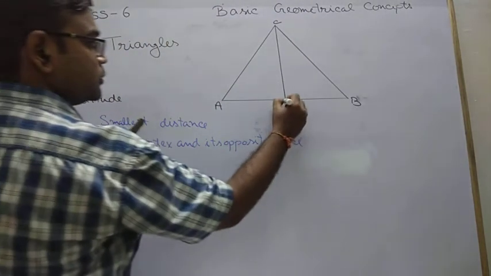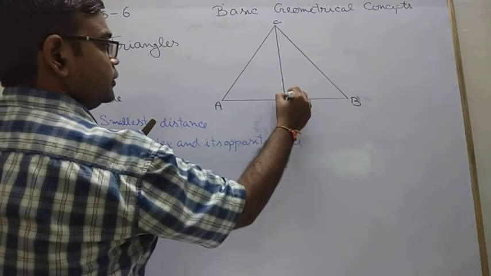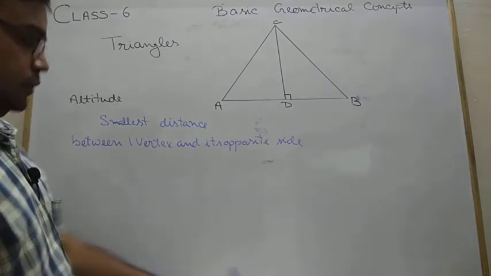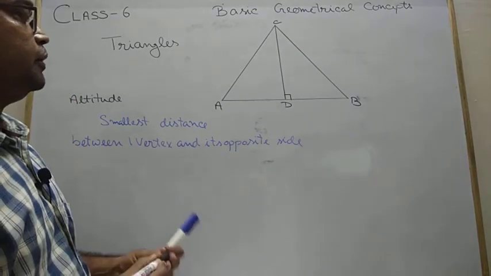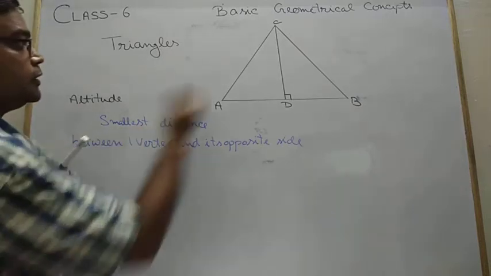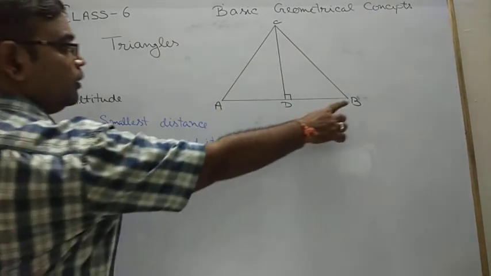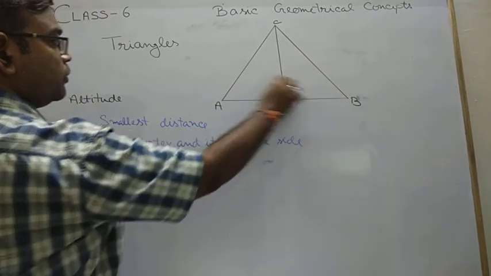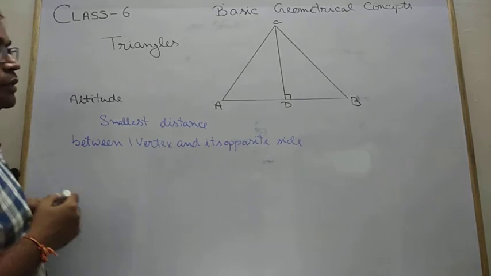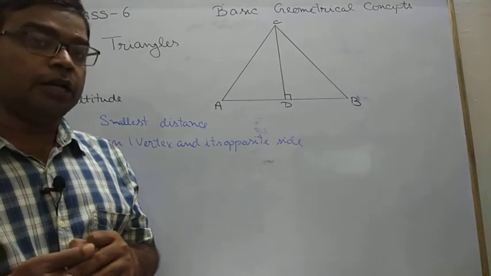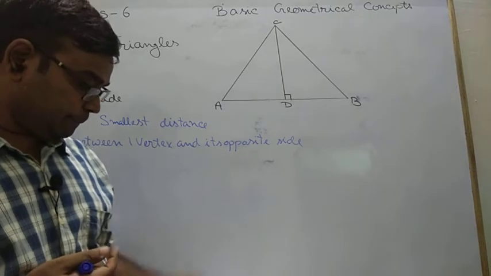So this CD is the altitude of triangle ABC. CD is the altitude on side AB. Again, from A and from B we can also draw the same type of line, the same type of distance. So they are known as the altitudes of triangle ABC.